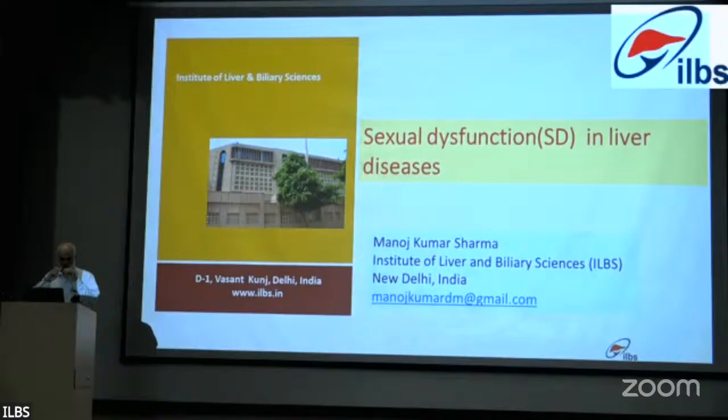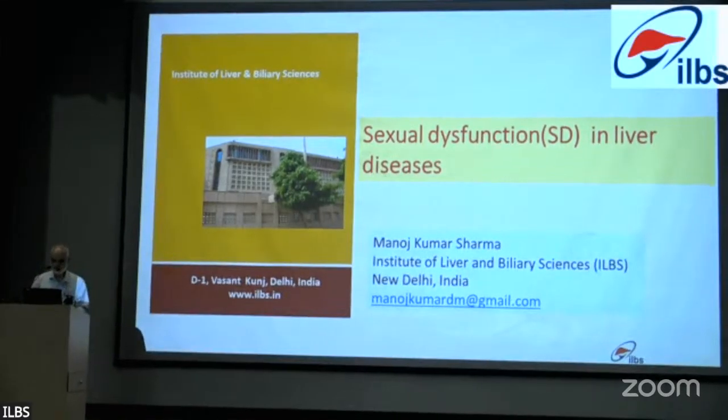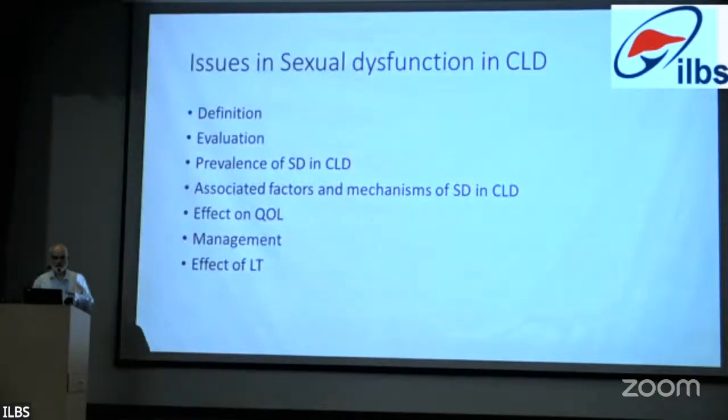Right. So this is an ignored and often very neglected aspect of different topics. These are the issues that we need to discuss. How to define sexual dysfunction, how to evaluate patients, what is the prevalence, what are the associated factors, what are the mechanisms, what is the effect on quality of life. Because ultimately we are focusing on improving the quality of life of our patients. And how do we manage this, and how does it behave after liver transplant?